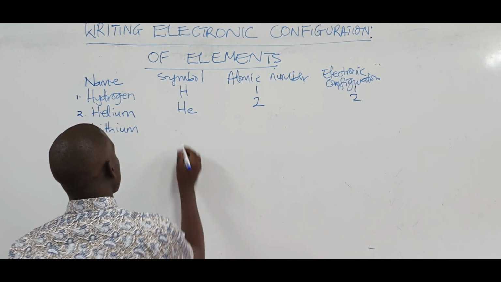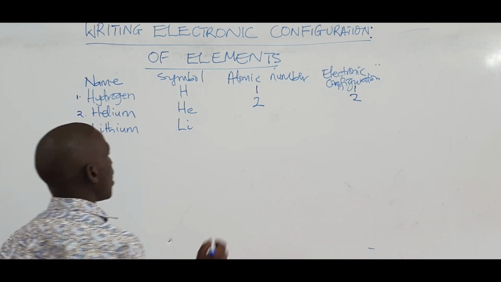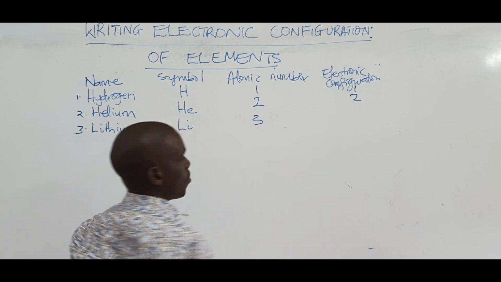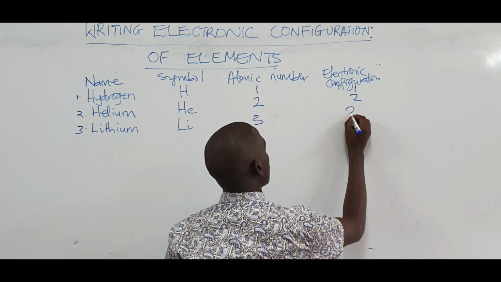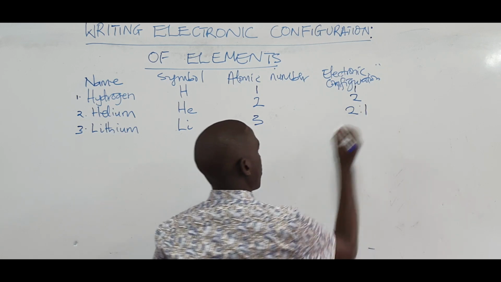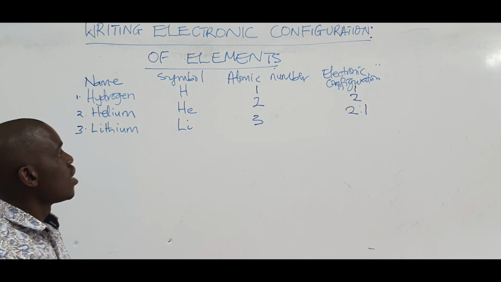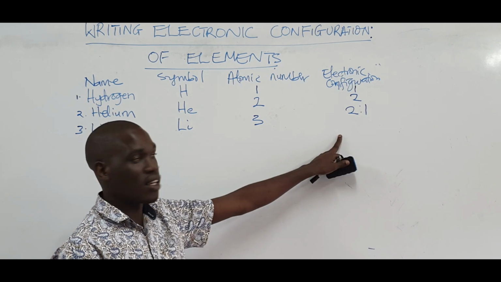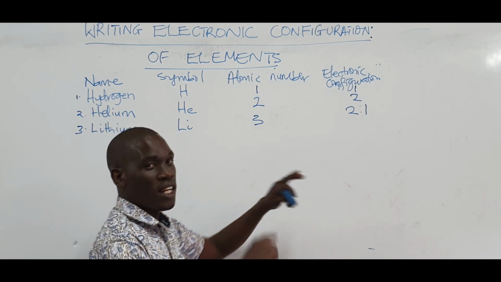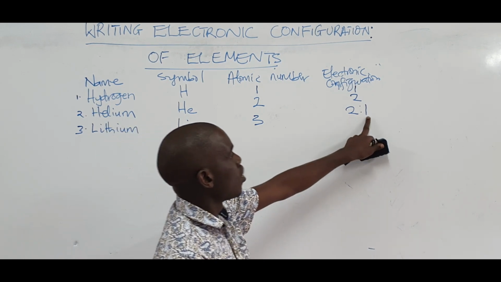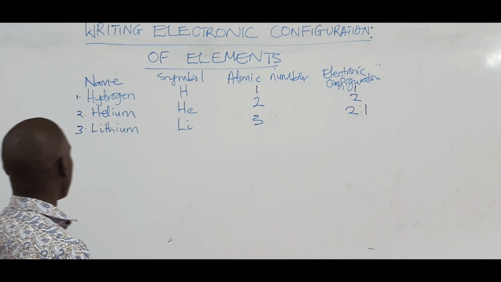Lithium, the symbol is Li, atomic number 3. The electronic configuration is 2, 1. So it means lithium has got 2 shells. The first shell has 2 electrons, then the outermost shell, which is the next shell, has 1 electron.